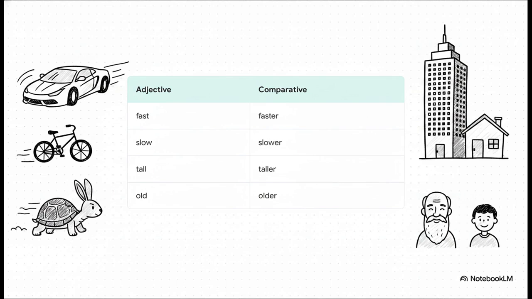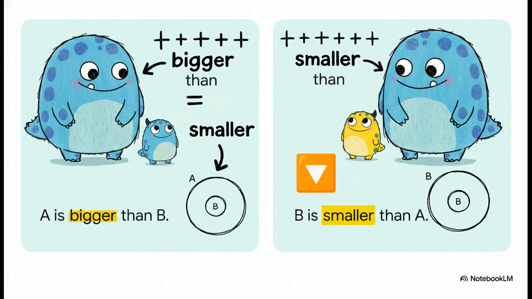Slow turns into slower. So we can say, a cheetah is faster than a lion. Or that classic one, a turtle is slower than a rabbit. It's the same deal for tall becoming taller or old becoming older. You just grab that short word and tack ER on the end. That's it. Think of the sentence like a simple recipe. You take thing A, you add the word is, then you add your new ER word, then the word than, and finally thing B. So you get A is bigger than B.